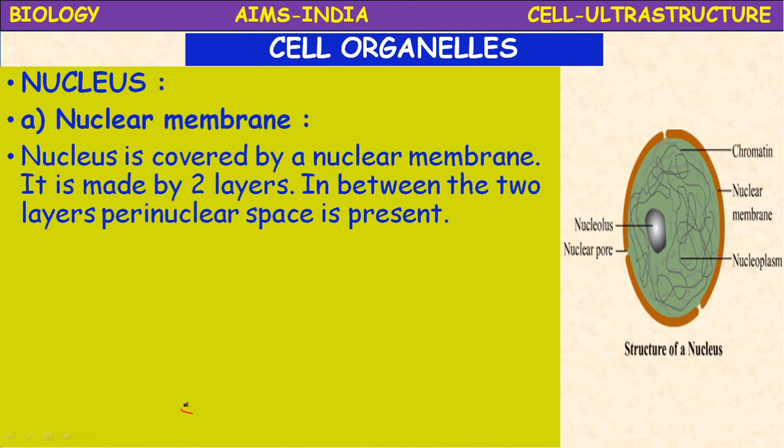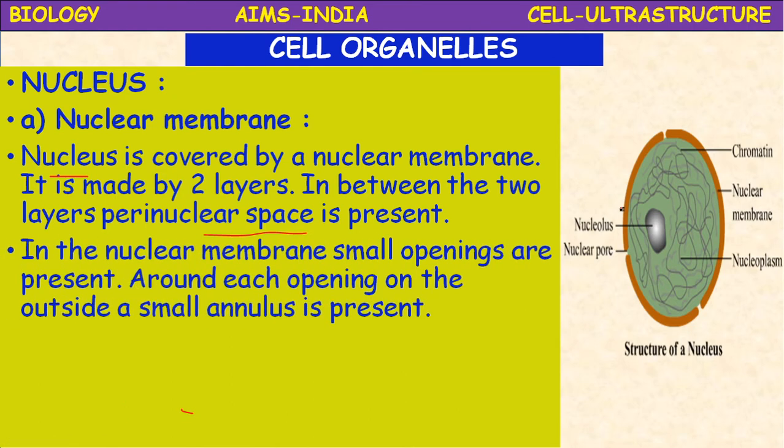So this nuclear membrane, the nucleus is covered by means of a nuclear membrane, and it is made up of two layers. In between the two layers, the perinuclear space is present. There is a space between the two membranes, that is called the perinuclear space.